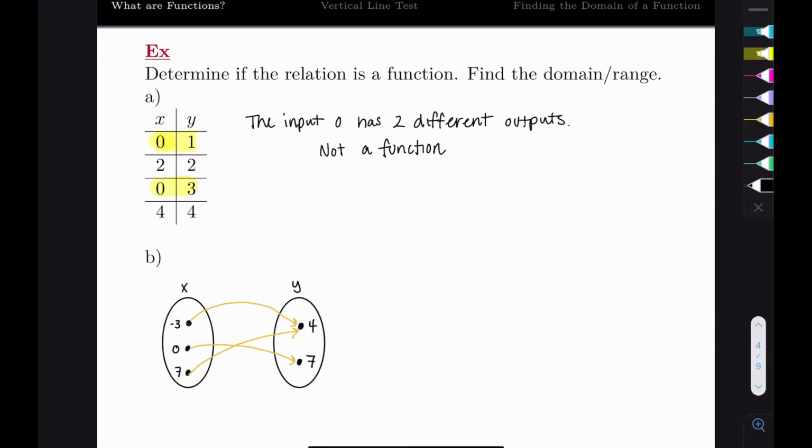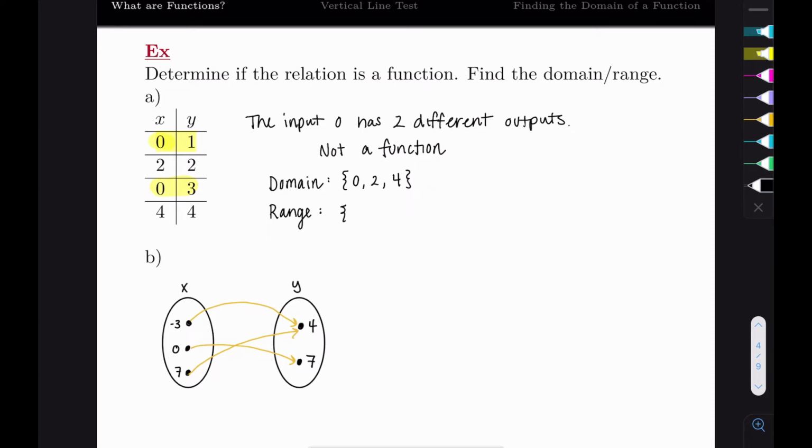Now, regardless, I can still find my set of input values and my set of output values. For my input, I just want to list the values. So we have 0, 2, and 4. I don't need to include 0 twice because it's already included once. And the thing I want to make sure I do is put these braces around those values because I want to say my domain is the set of these values. If I just list out 0, 2, 4, it's not really signifying the set of input values.